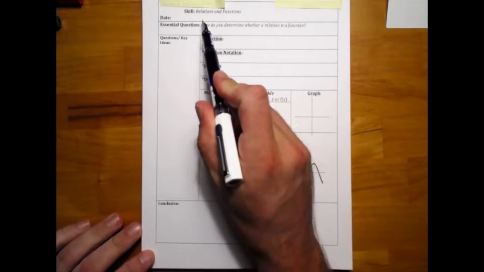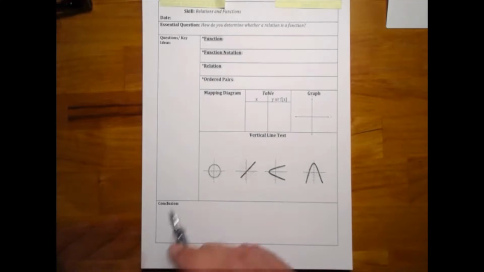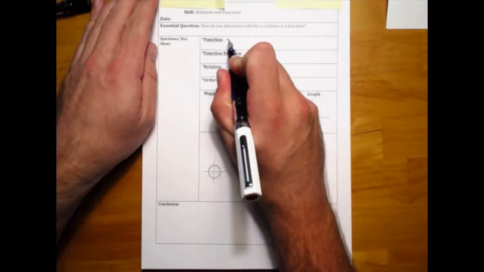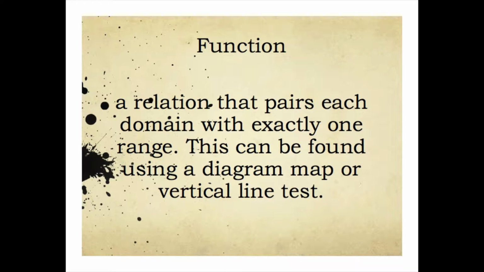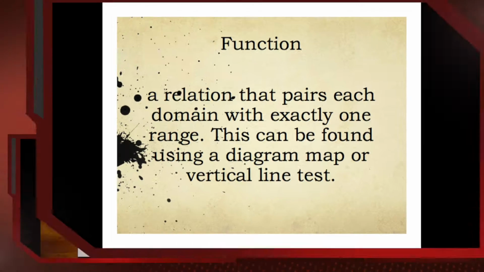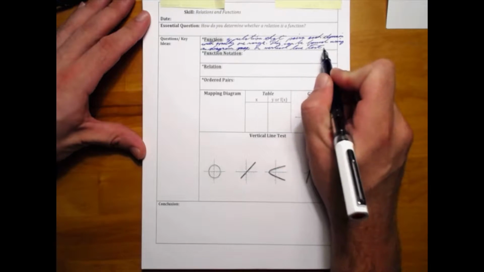This lesson is on relations and functions, and how you determine whether a relation is a function. A function is a relation that pairs each domain, or x, with exactly one range, or y. This can be found using a mapping diagram or the vertical line test.